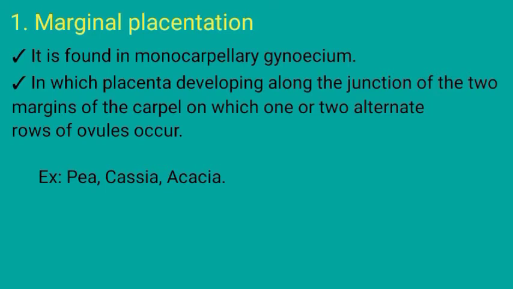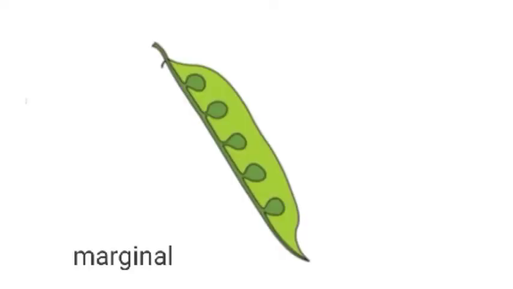Example, Cassia and Acacia. Let's see the diagrammatic representation of marginal placentation. So it is monocarpellary ovary. On this, how ovules are arranged, all those things, observe carefully.